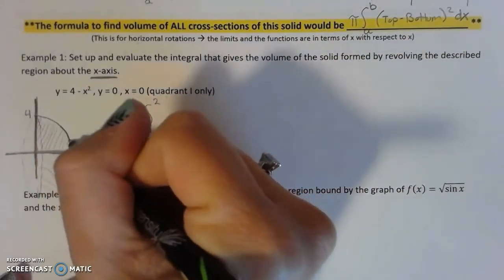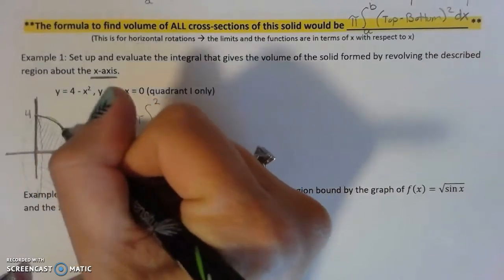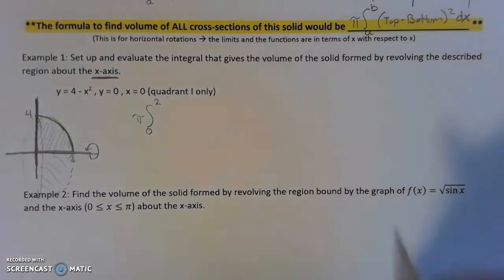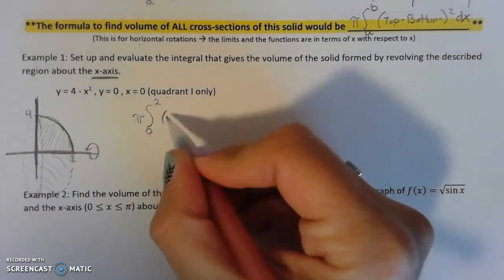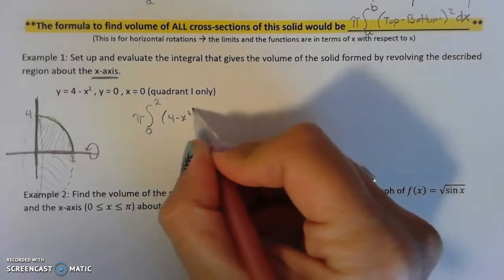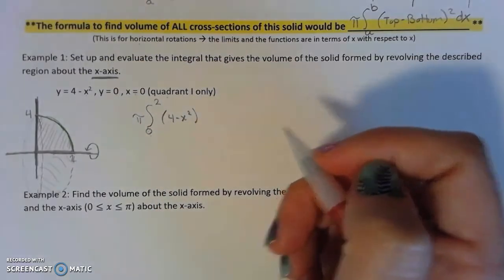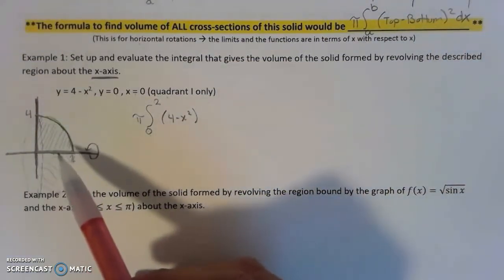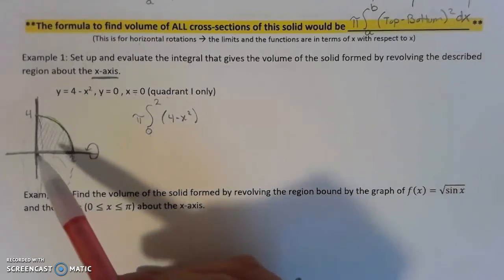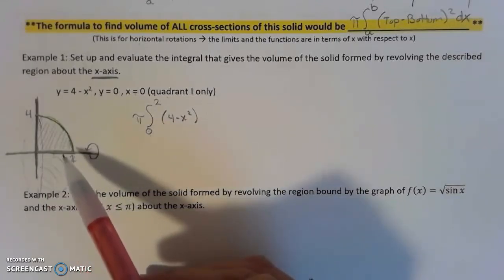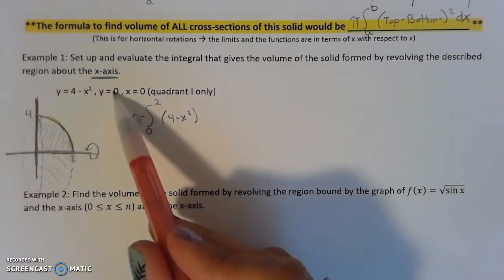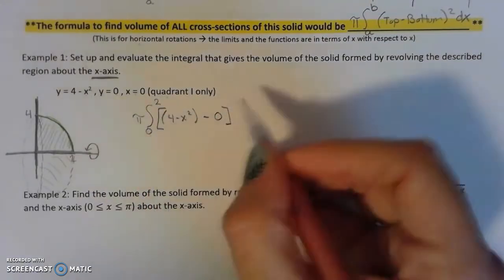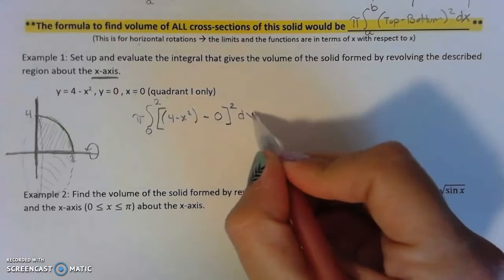So the top function that we have that's being rotated, in other words, the outside function of our three-dimensional object, which is that part of the circle, is going to be our function, which is 4 minus x squared. Okay, then we are going to subtract the bottom function, or we could say the inside function, which here is just going to be the equation that equals the x-axis. So that is where y equals 0. So this is minus 0, and all of this is going to be squared with respect to dx.